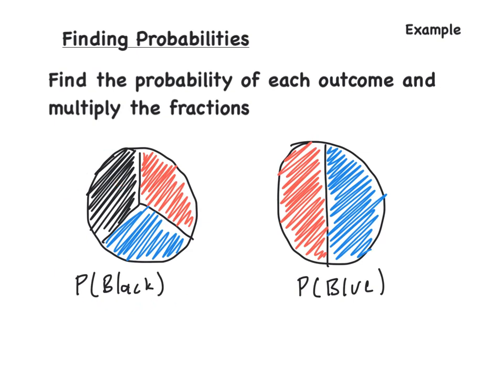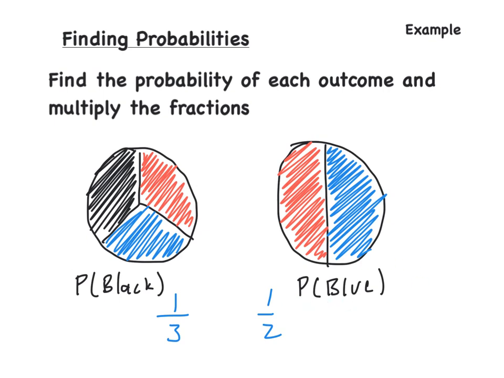So, what's the probability of this first one to land on black? So there are 3 different outcomes. So our total is going to be over 3. So this is 1/3. You have 1/3 of a chance that it's going to land on black. Now what's the probability of this landing on blue? Since this is split down the middle of red and blue, the probability of this blue happening is 1/2.